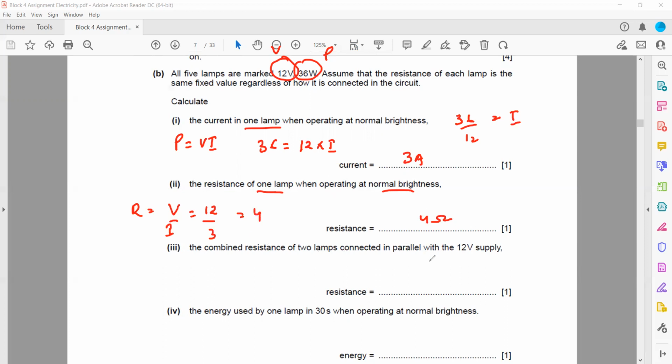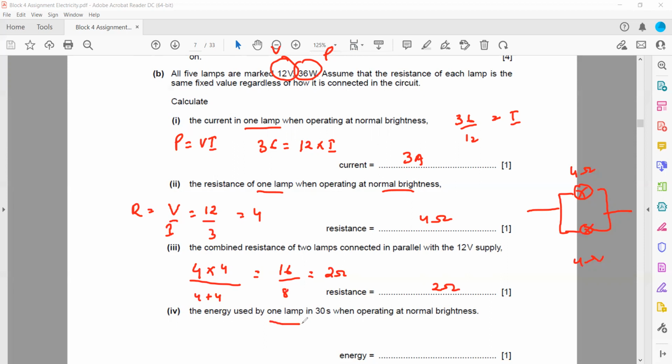The combined resistance of two lamps when they are connected in parallel. So each lamp has a resistance of 4 ohm as we calculated, and they are connected in parallel. So what is the combined resistance, the total resistance? It is product divided by sum when two components are connected in parallel. So 4 multiplied by 4 divided by 4 plus 4. 4 multiplied by 4 is 16 and 4 plus 4 is 8. So 16 divided by 8 is equal to 2 ohm. So 2 ohm is the combined resistance of these two lamps which are connected in parallel to each other.